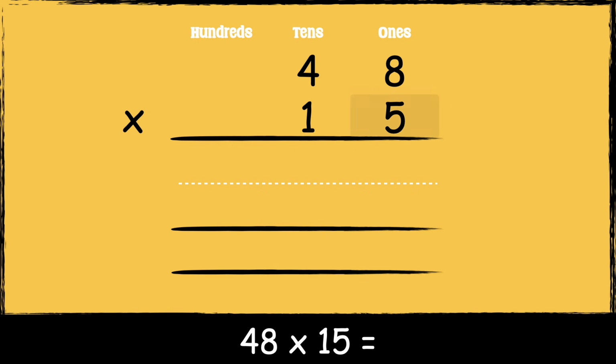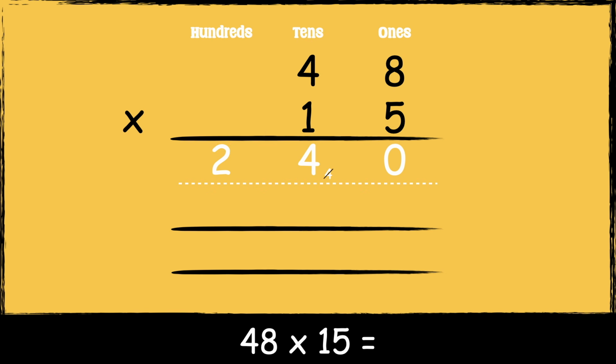First, we're going to multiply 5 by 8. 5 times 8 is 40. We carry the 4 below in the tens column, as it represents 4 tens. Then we can multiply 5 by 4 tens. So 5 times 4 is 20. We need to add the 4 tens below, so 20 add 4 is 24.